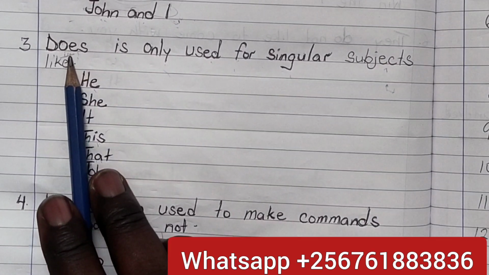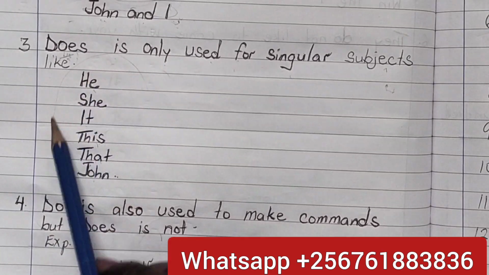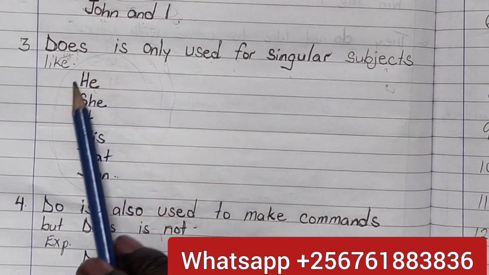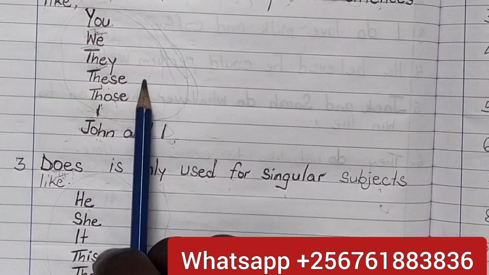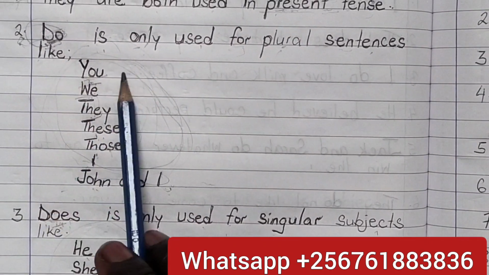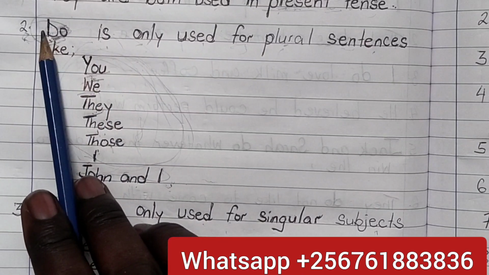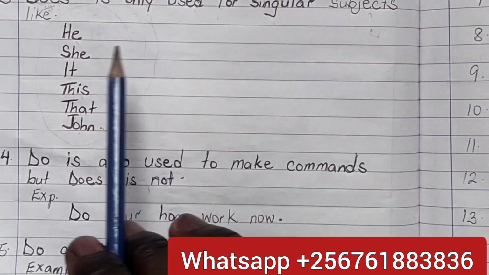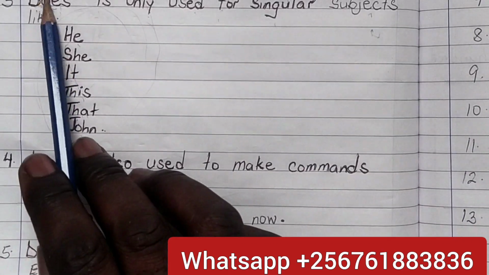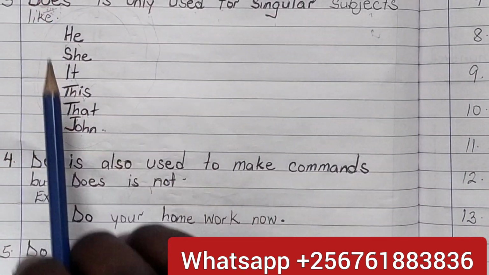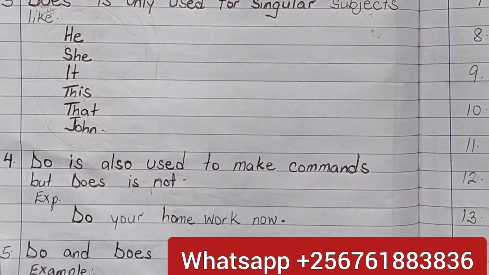John does. If you are talking about one thing, one item, one person, you use does. But if there are many, plural, we use do. But if it is one, we use does. He does, she does, it does, this does, that does, John does.